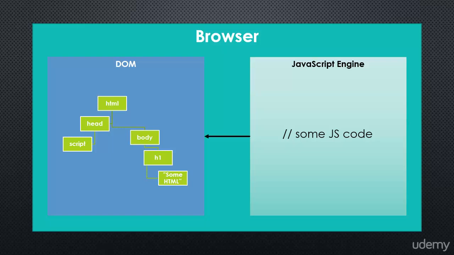This is the core of how modern websites and web applications work. JavaScript code running in the browser through the embedded engine, manipulating the DOM, making the web page dynamic, allowing it to change, to respond, thereby making the web page interactive. This is how this works.